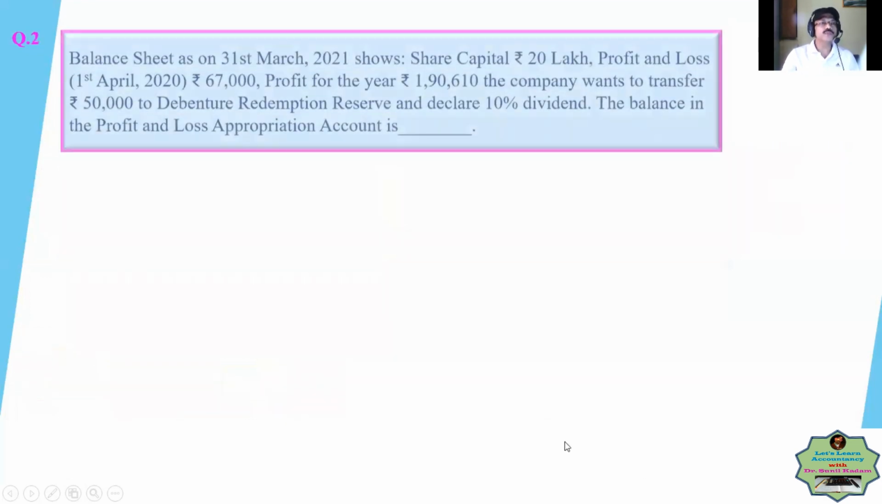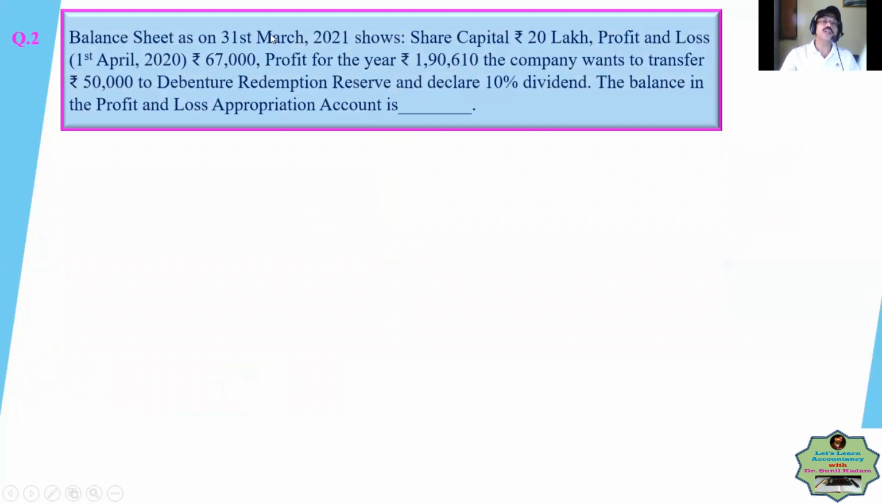Objective number 2. Balance sheet as on 31st March 2021 shows share capital rupees 20 lakh, profit and loss on 1st April 2020 rupees 67,000, profit for the year rupees 1,90,610. The company wants to transfer rupees 50,000 to the debenture redemption reserve and declare 10% dividend. The balance in the profit and loss appropriation account is dash dash.